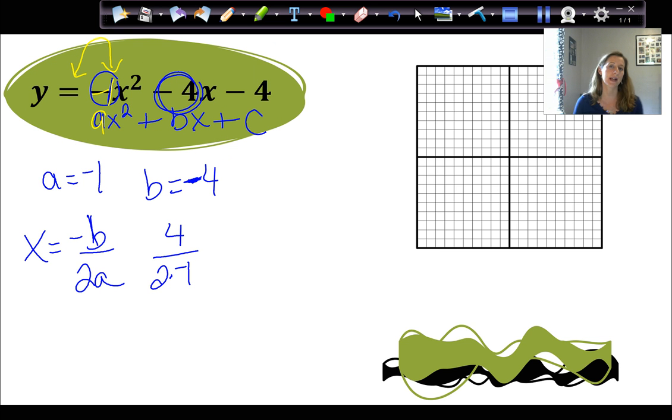So definitely practice this formula. It's going to become really helpful for what we're going to do on Wednesday, because this formula, this negative b over 2a, is a small piece of the formula that we're going to use on Wednesday. So the more practice you get with this, the easier the formula will be for you on Wednesday.